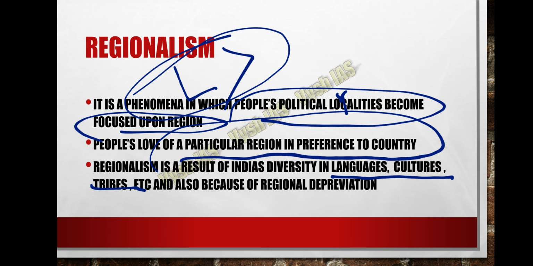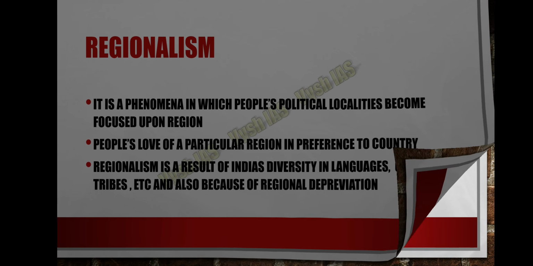There is a lot of diversity in India. We have studied before, right? India is called a land of diversity. Because of these diverse languages, cultures, tribes, religions and all, the concept of regionalism has emerged. It was also because of regional deprivation that regionalism has emerged. These are some of the reasons.